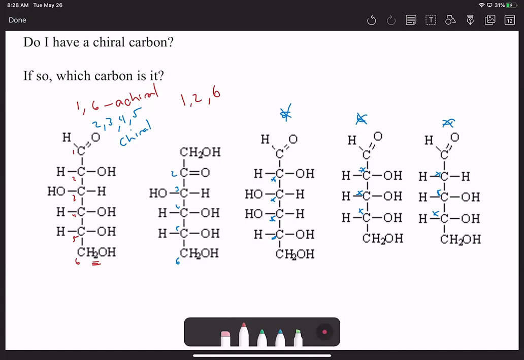All right, so let's take a look at the rest of them here. I can identify this as being chiral, chiral, and chiral simply by just looking at them now. So we have 1, 2, and 6 that are achiral, and we have 3, 4, and 5 that are chiral.